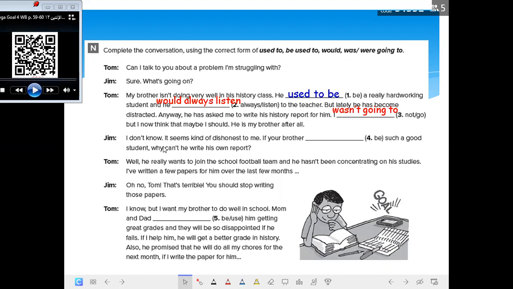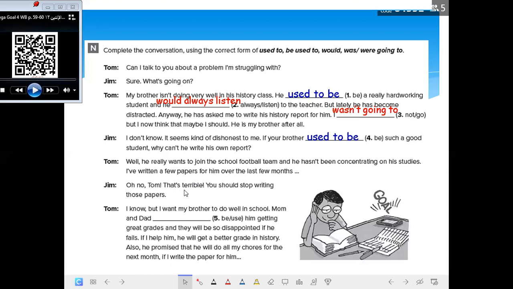I don't know, it seems kind of dishonest to me. If your brother used to be such a good student, why can't he write his own report? Well, he really wants to join the school football team, and he hasn't been concentrating on his studies. I have written a few papers for him over the last few months.